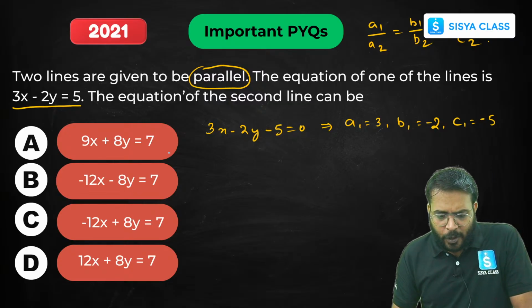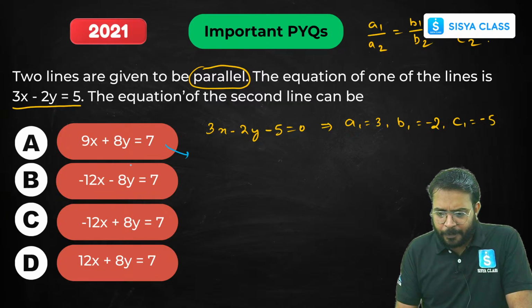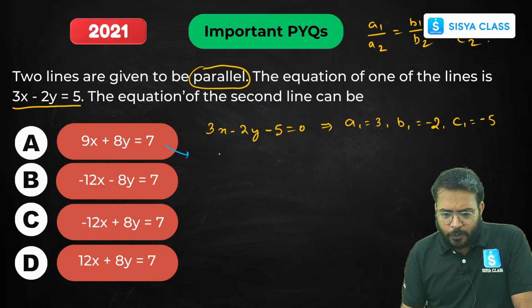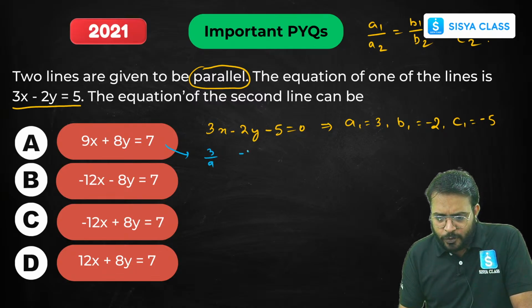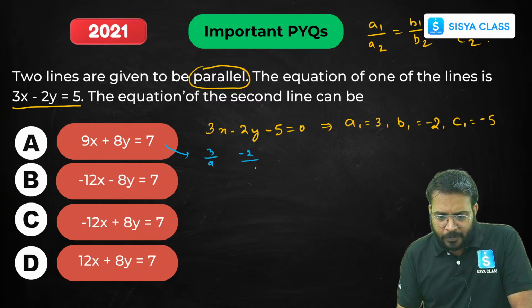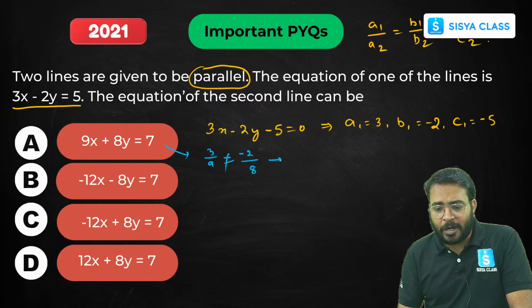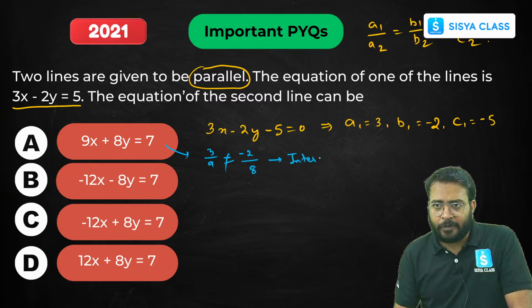So here let us see all the options one by one. In this option, a1 by a2 is going to be 3 by 9, and b1 by b2 is going to be minus 2 by 8. Yes or no? They are not going to be equal, right? That means it is going to form intersecting lines.